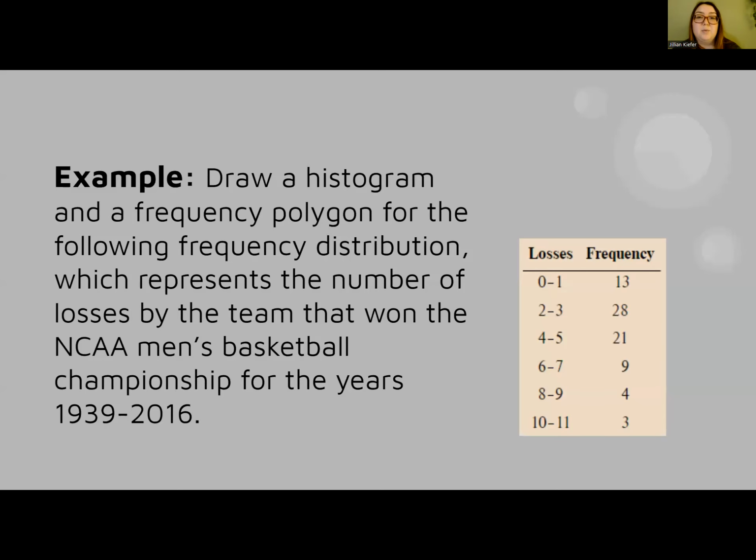So for example, we're going to draw a histogram and a frequency polygon for the following frequency distribution, which represents the number of losses by the team that won the NCAA men's basketball championship for the years 1939 to 2016. In the picture, we have losses and the frequencies according to those losses. From 0 to 1 losses, the frequency was 13. From 2 to 3, it was 28; 4 to 5, 21; 6 to 7, 9; 8 to 9, 4; and 10 to 11, 3. So we're going to go ahead and draw our histogram and our frequency polygon.